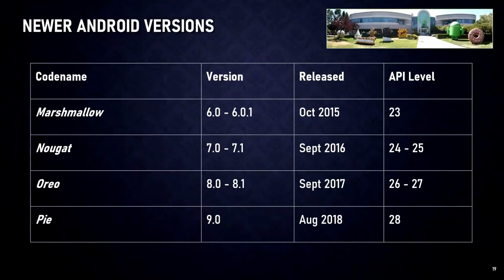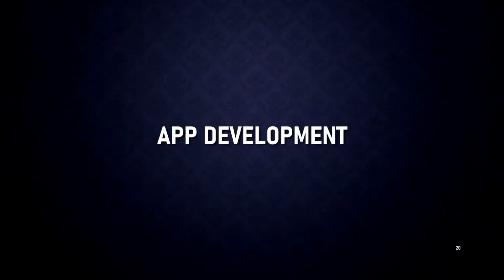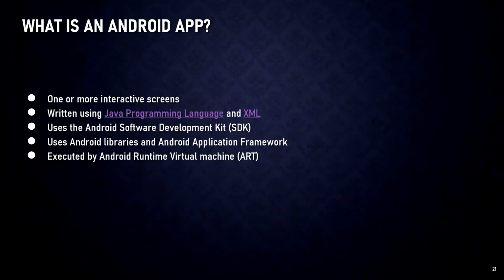Okay, so what's an Android app? An Android app can be an app that contains one or more interactive screens. It's written using the Java programming language and XML. It uses the Android SDK, the Android development kit, and also different Android libraries and the Android application framework. It's also executed by the Android runtime, which we mentioned before, so that our app will be placed here at the runtime.